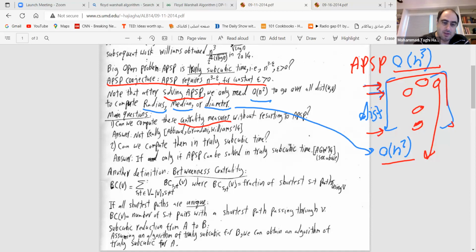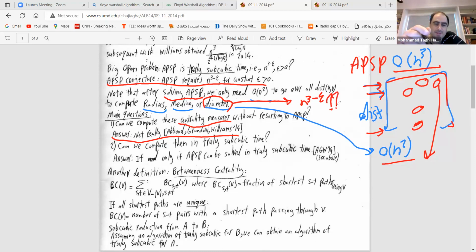And the answer is not really. So for these problems, except diameter, so for radius and median that we will talk about, diameter is still the big open problem. For diameter, we don't know whether you can do it in essentially n to the 3 minus epsilon. We don't know whether such an algorithm exists or not. This is a very big open problem here.